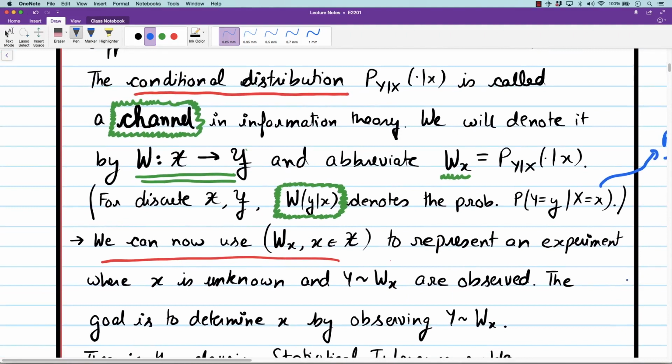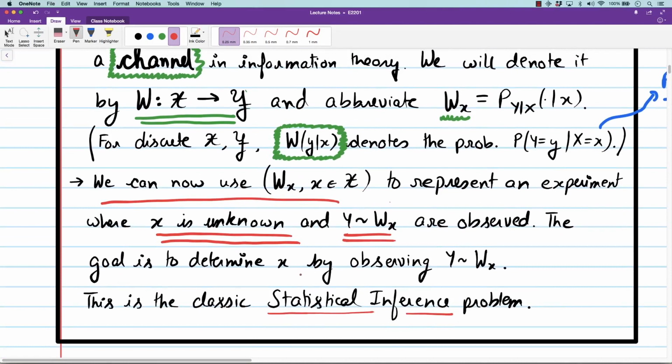Now, when we observe a y and we want to infer something about x, then we have a channel associated with y, and we can think of this family of distributions W subscript x, for different x in calligraphic X, as representing the experiment that we are running to determine the unknown x. In this experiment, Y is the observed random variable and X is the unknown random variable. Once again, the goal is to determine x by observing Y, which is distributed, this notation, this tilde we'll use for distributed, as W_x.